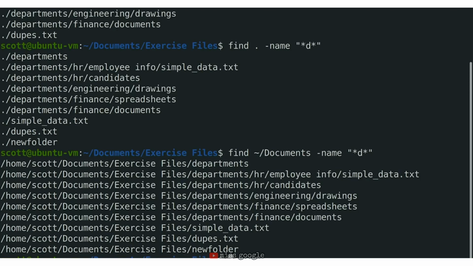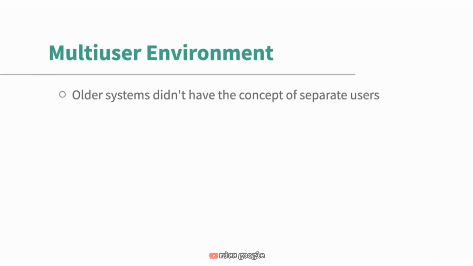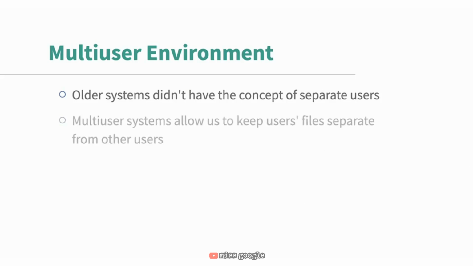Modern Linux is a multi-user environment. On older systems and on single-user systems, there's only one user, or rather, there isn't really the concept of users. Whoever uses the computer is the system administrator, and they can do whatever they want. On a multi-user system, I can have a user, you can have a user, and our files are kept separate in our individual home directories. We can create files that only one or another user can access.